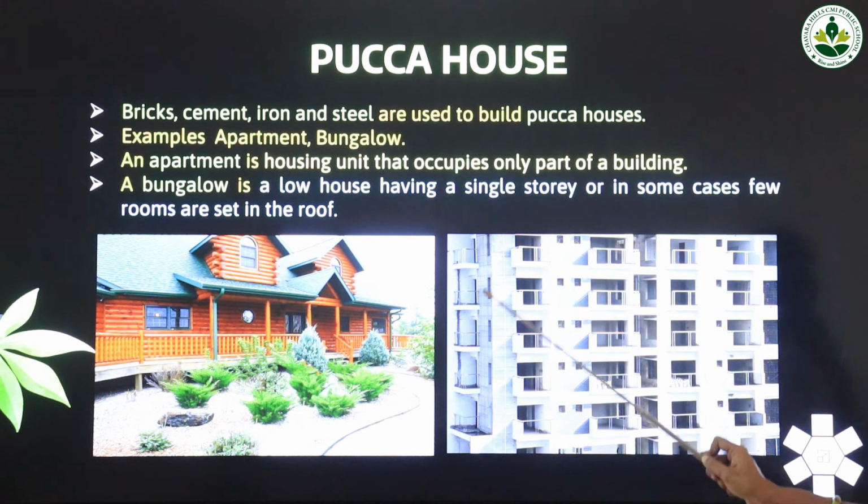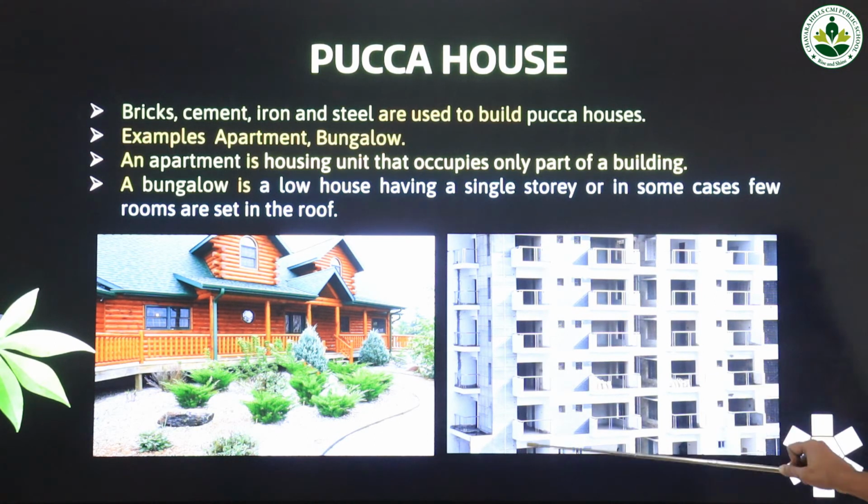Story means number of floors. Just imagine your school. Your school has got a 4-story building. 4-story means there are 4 floors. Now the lowest floor is always known as the ground floor. The lowest floor in a building is always known as the ground floor.